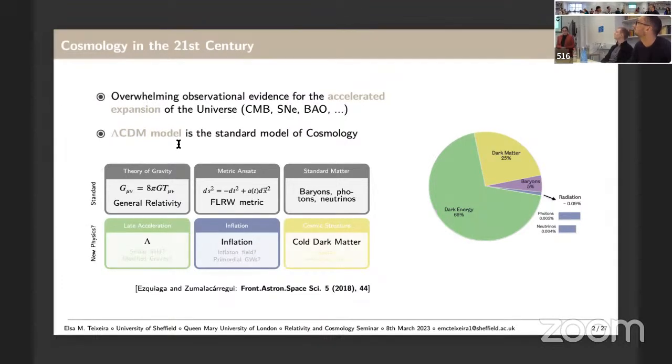Then to make this model work, we have to introduce three pieces of, let's say, new physics that we have to introduce by hand in the model. So there will be something to explain this late time acceleration that is not predicted just based on GR. So for this in the lambda CDM model, we use what's called the cosmological constant, so this lambda. There are extensions to what this could be. So it could be a scalar field, it could be modified gravity, other options.